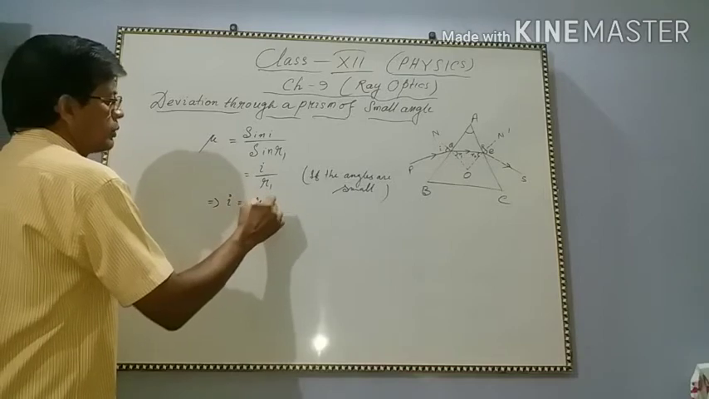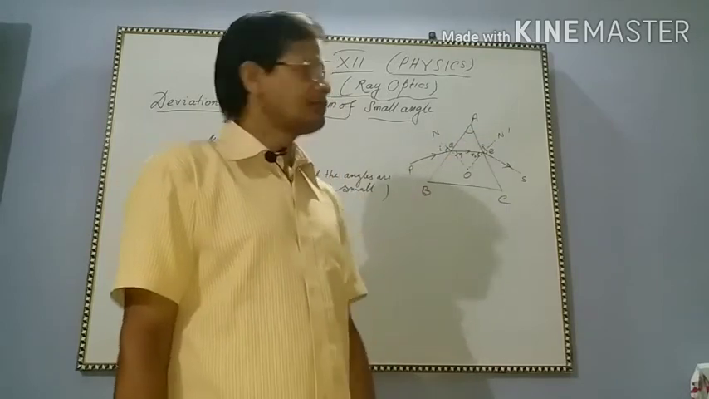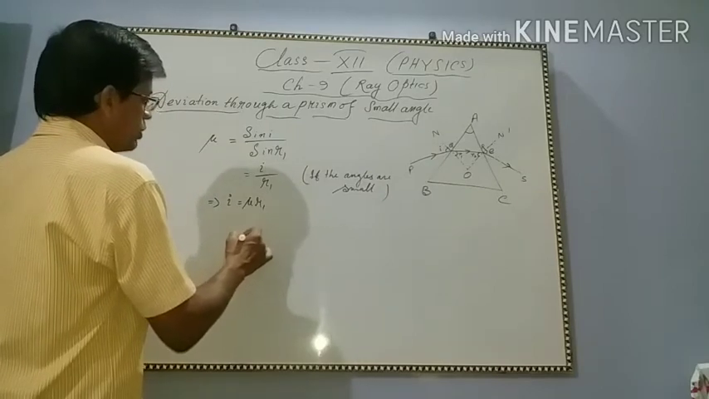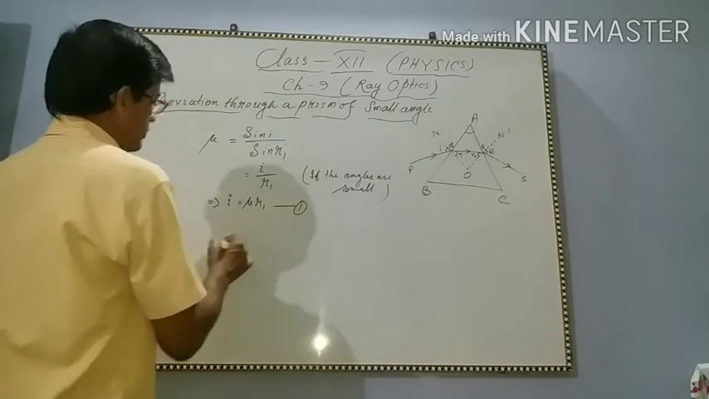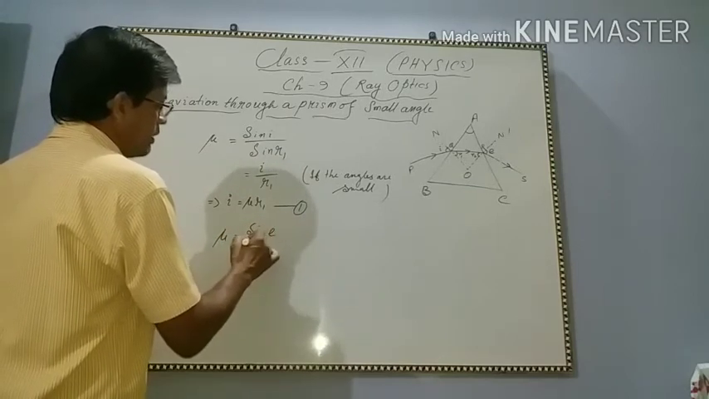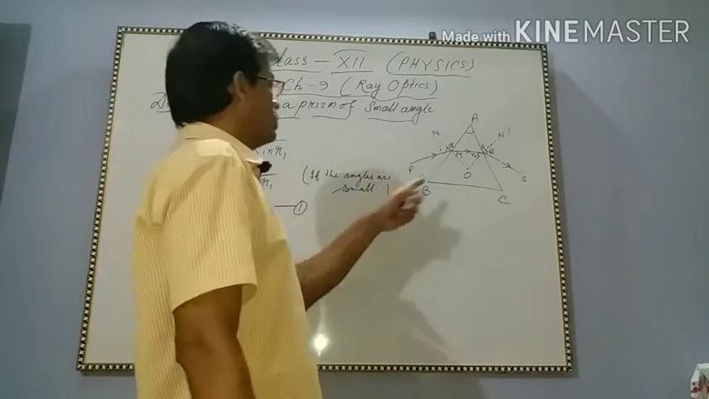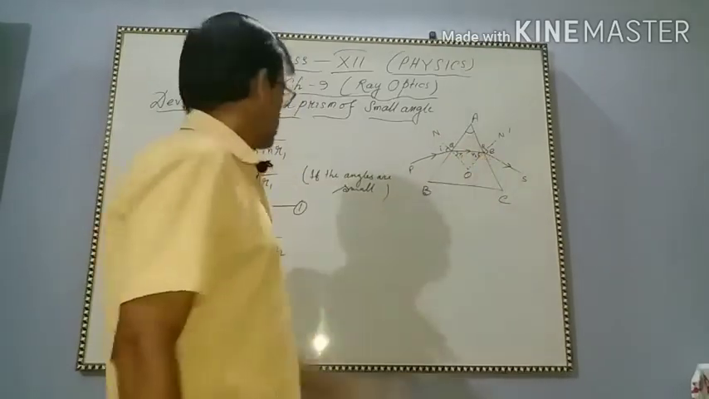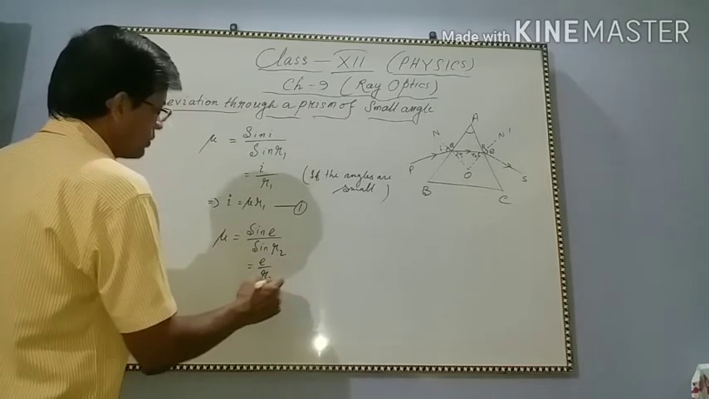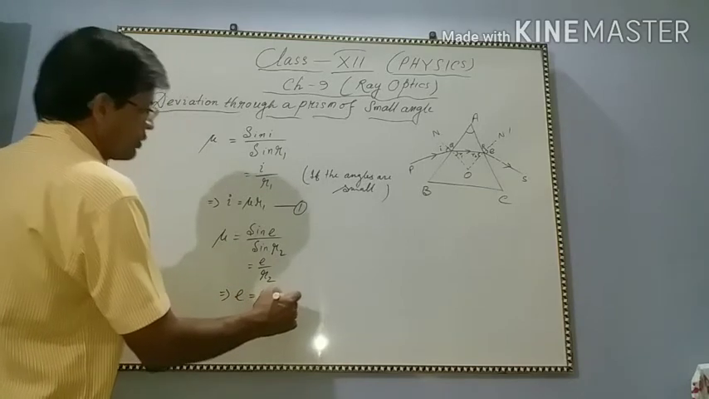mu r1. Again, in this face AC, what can we write? Mu equals sin e by sin r2. So this will also be the same, mu equals e by r2. So e equals mu r2.